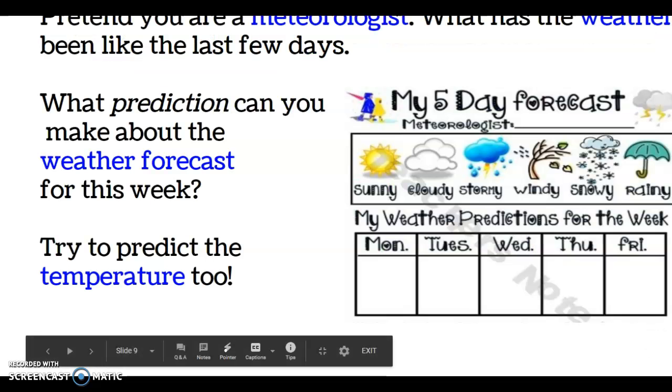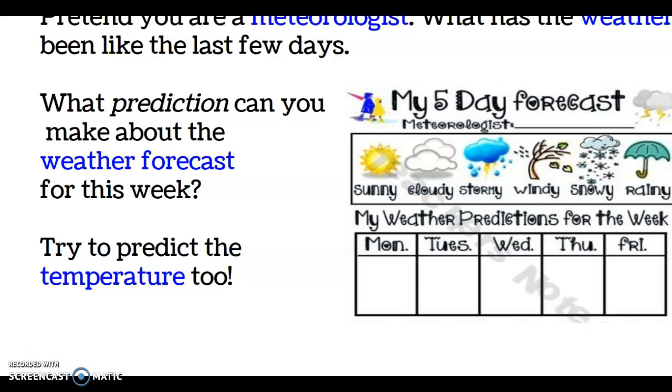Pretend you are a meteorologist. What has the weather been like the last few days? What prediction can you make about the weather forecast for this week? Try to predict the temperature too. If you look here, this is a chart where you could actually indicate what you think the forecast would be.